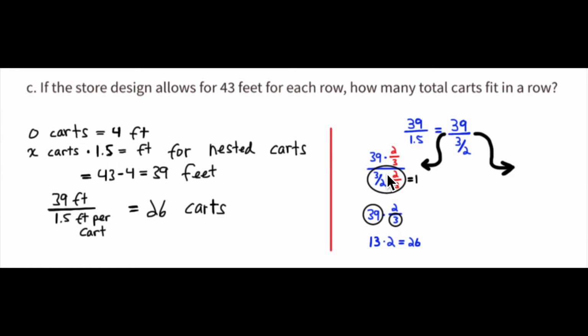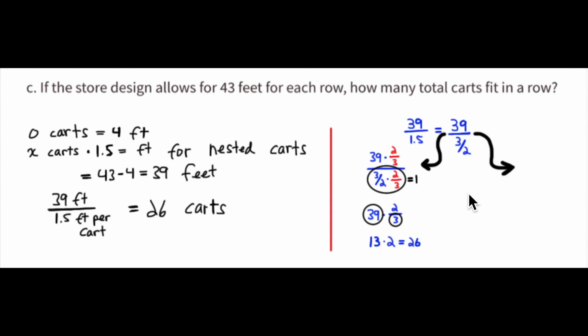So there are a couple ways to solve this 39 divided by 3 halves. One way is to multiply 39 by the multiplicative inverse of 3 halves. So 39 times 2/3. The reason that works is 3 halves times its multiplicative inverse is equal to 1. So this goes away. This becomes 1, and you're left with 39 times 2/3. So 39 divided by 3 is 13, and you want 2 of those thirds, or 2 of those 13s. So 2 13s is equal to 26. The same 26 is over here.